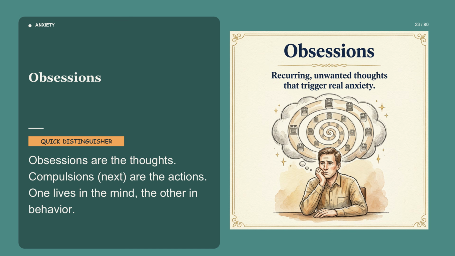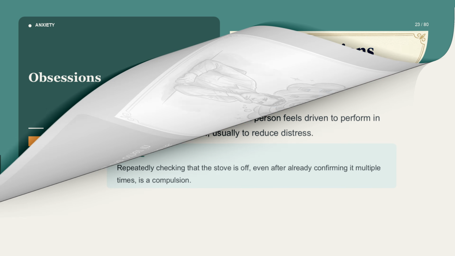23. Obsessions. Obsessions are the recurrent, intrusive thoughts, urges, or images that cause significant anxiety in OCD. For example, a persistent, unwanted thought that the stove was left on, even after checking it, is a classic obsession.